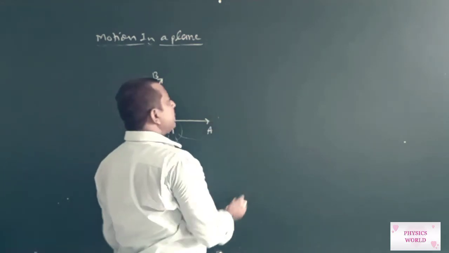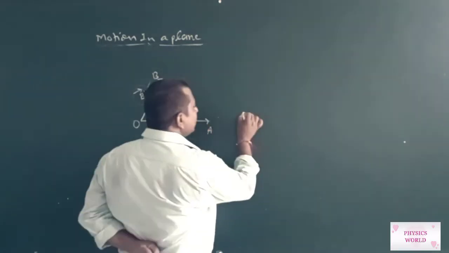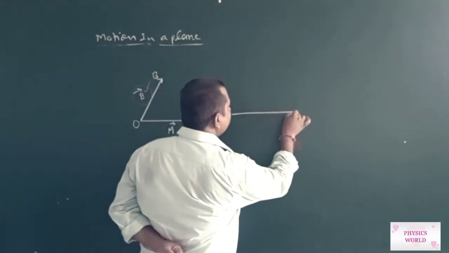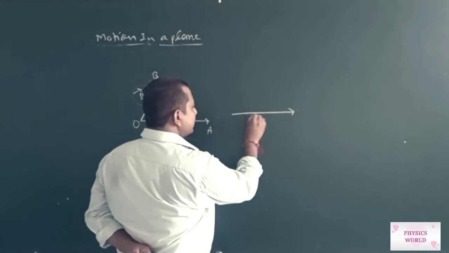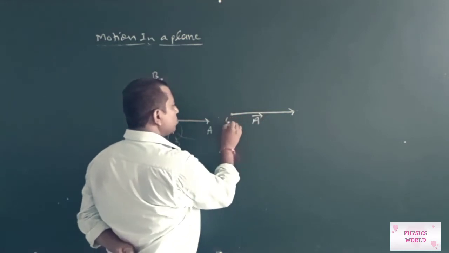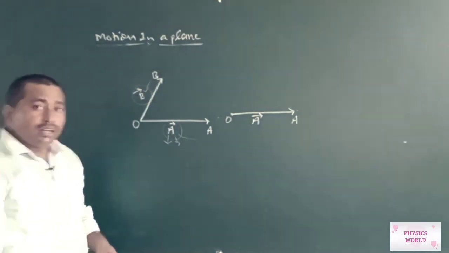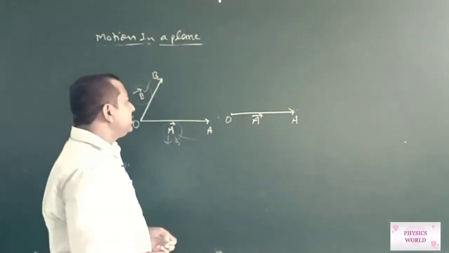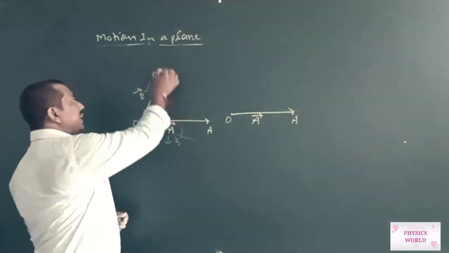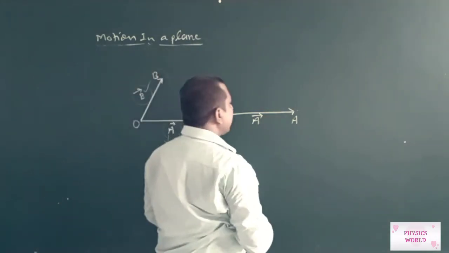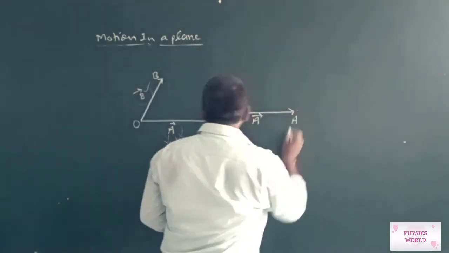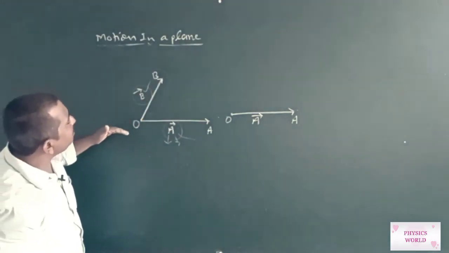So if we want to apply the triangle law of vector addition, we first have to draw the first vector, vector A, starting from any point O and ending at point A. Then we have to draw the second vector, starting from A and drawing in the same direction.